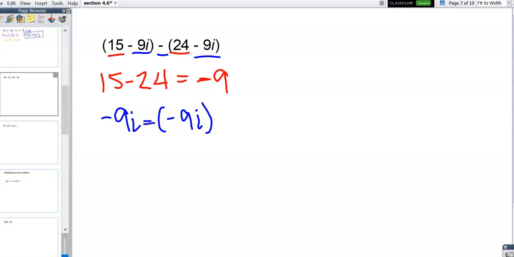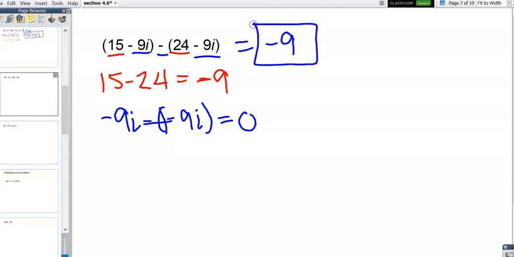When we subtract a negative, that's like adding. So then here we have negative 9i plus 9i. So that equals 0. Because negative 9 plus 9 is 0. So this one turned out nice. It just became negative 9.